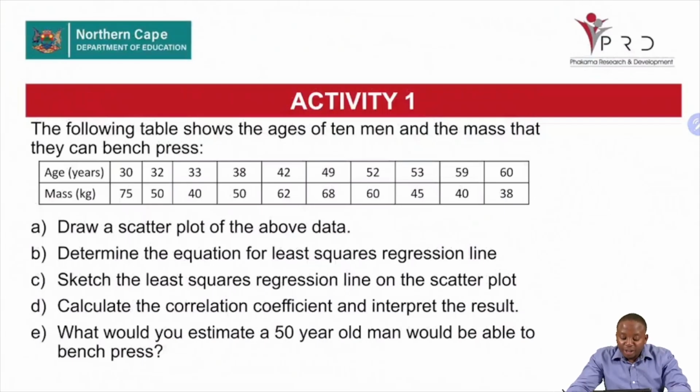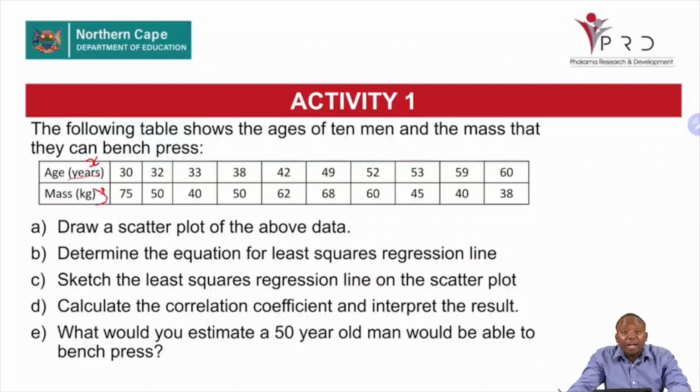Right, welcome back, grade 12. Now, let us discuss the solutions to this activity. So, this is what we are told. The activity reads as follows. The following table shows the ages of 10 men and the mass that they can bench press. Now, we have age in years and mass in kg. Remember, age is our x and mass is our y. As I've mentioned, x will be the first and y will be the second.